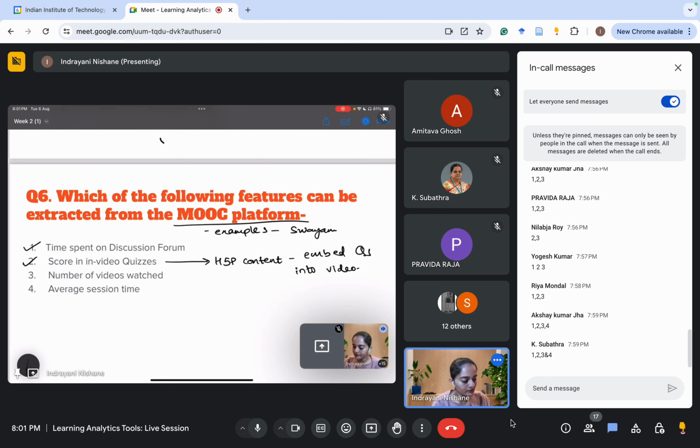Then option 3 is the number of videos watched. Obviously, how many videos they have watched we can very easily calculate based on the log data. So this is also correct.